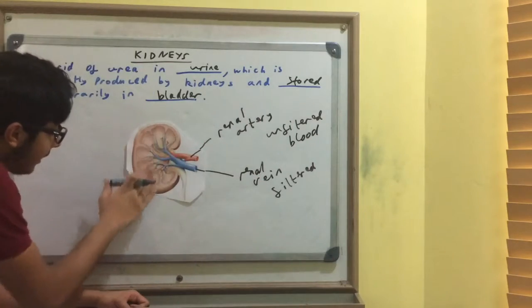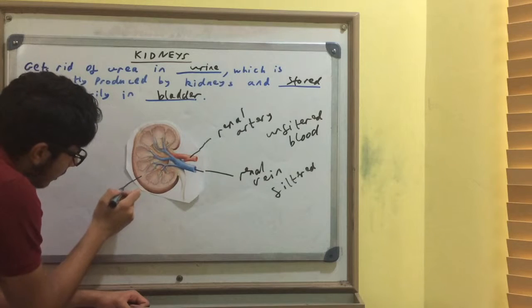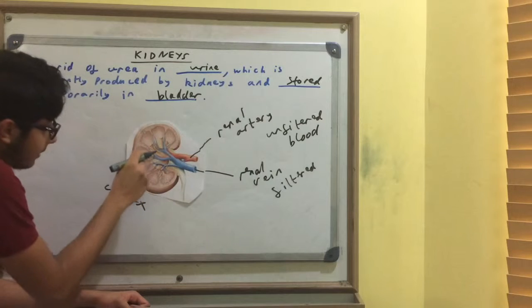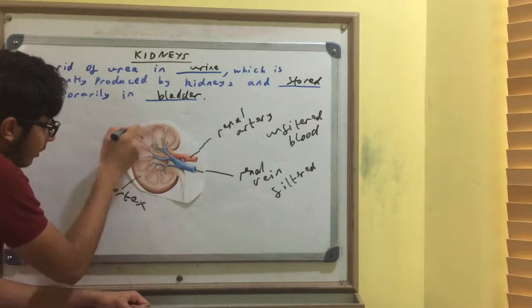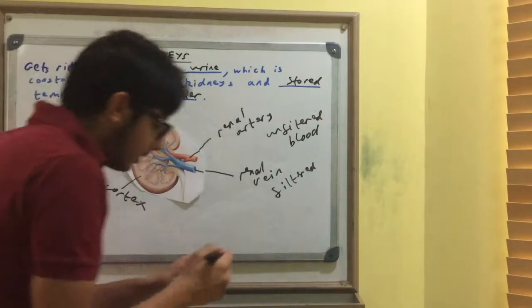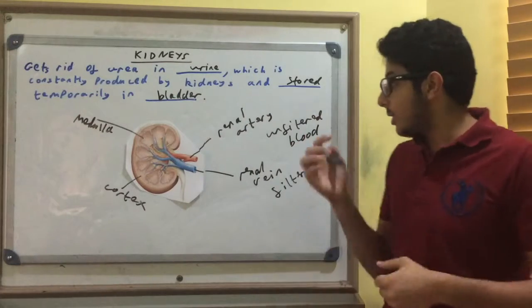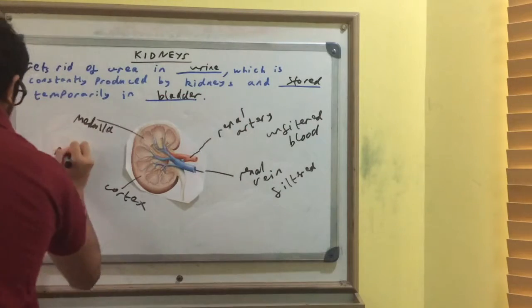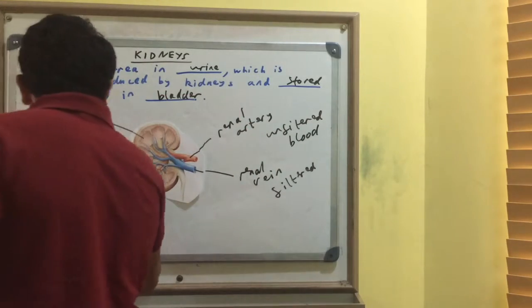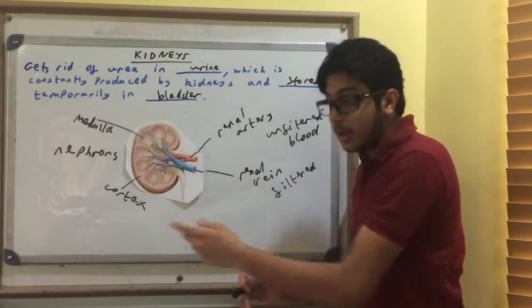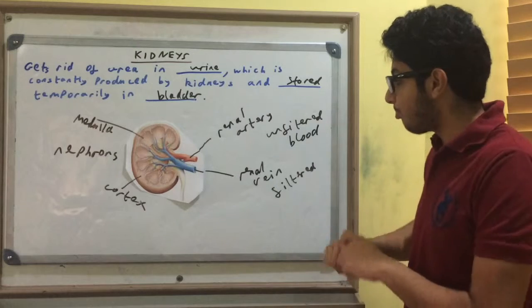And this whole thing here is what we call the cortex. And then these things are what we call the medulla. And the cortex and the medulla, this is where the filtering happens. They contain thousands of filtering units called nephrons. But you don't need to go into too much detail about what those do, because it's just GCSE.